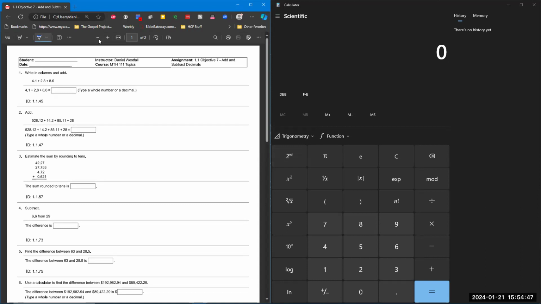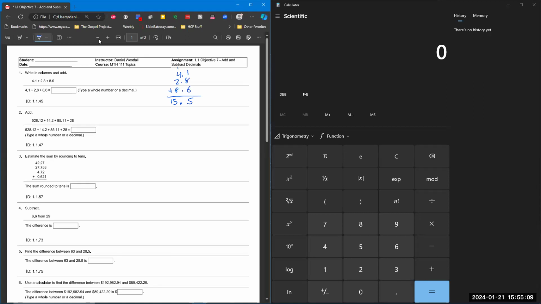The first problem asks me to add in columns 4.1, 2.8, and 8.6. Carry that decimal point down. If I add this first column, I get 15. I add that second column, I also get 15. So I get an answer of 15.5.